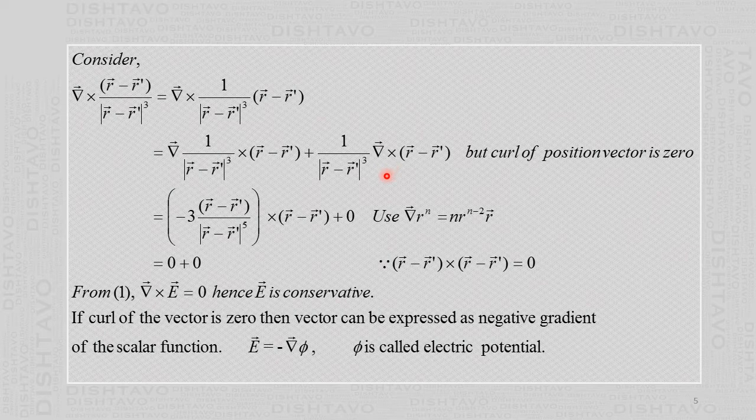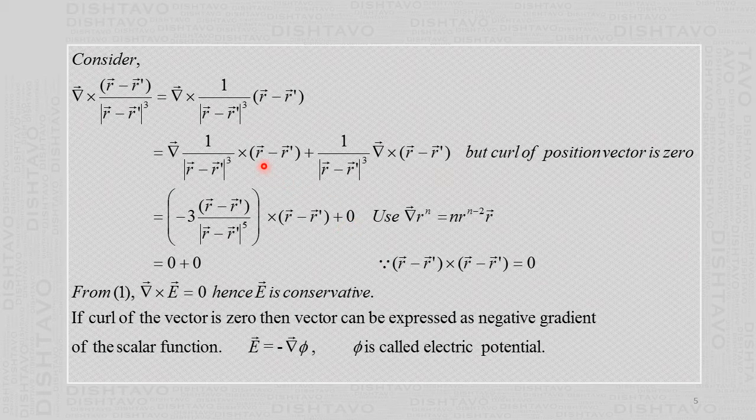Then we have proved in the first chapter of the first section that curl of the position vector is 0. Now these are position vectors r and r dash. So curl of the position vector is 0. So this is 0. So 0 into this quantity is 0. So the second term becomes equal to 0.